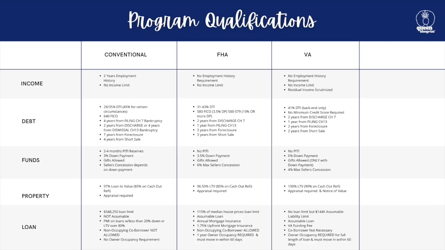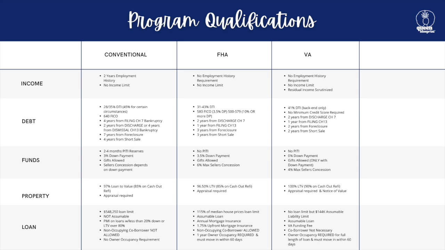4% max seller's concession, 100% loan to value. They are going to cover 100% of this loan. That's why you don't have a down payment. Appraisal is required, and there's some extra terminology for VA loans. So this may be a little confusing for those who are not veterans, but Christy, listen up. Appraisal is required and you need a notice of value.